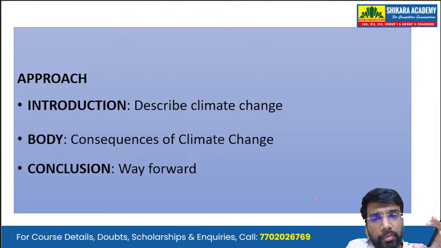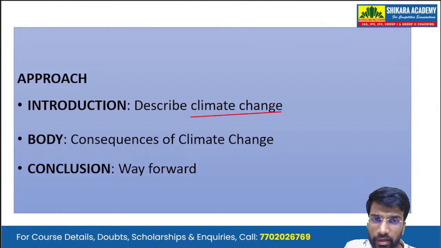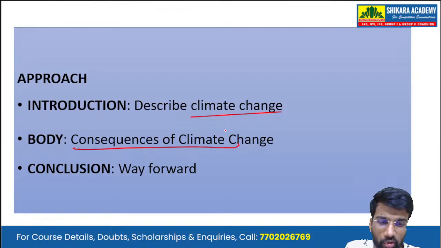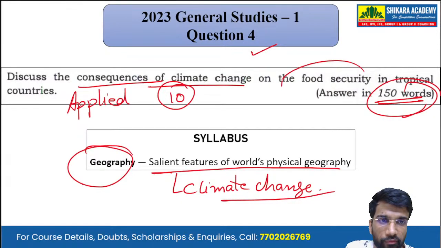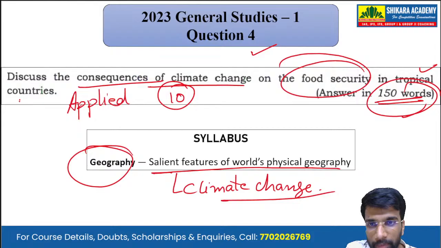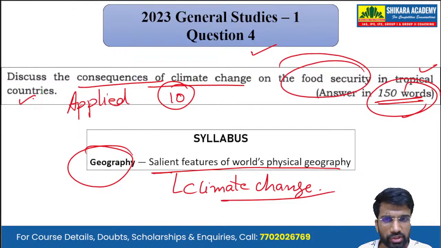Now, the approach that we'll be taking in answering such a question is that in the introduction, we describe the climate change. Then in the body, we write the consequences of climate change, because the question is asking us about the consequences of climate change on food security in tropical countries. So it's quite a specific question, but it is more of an applied question.